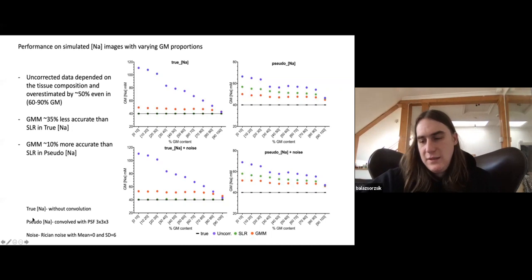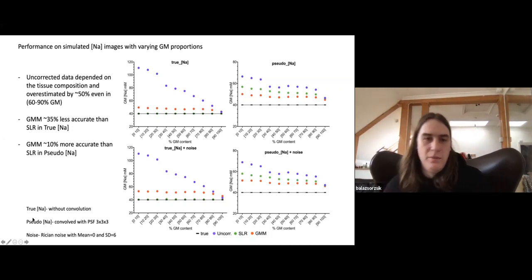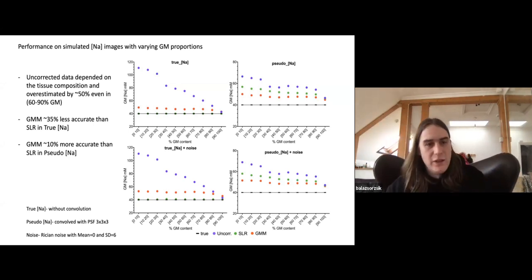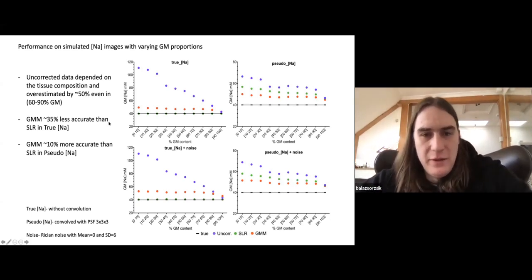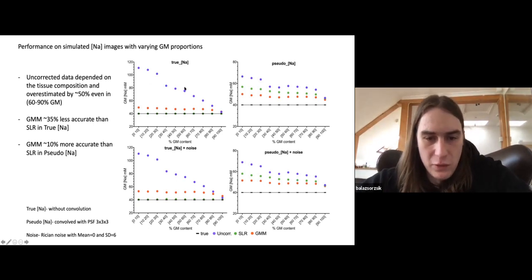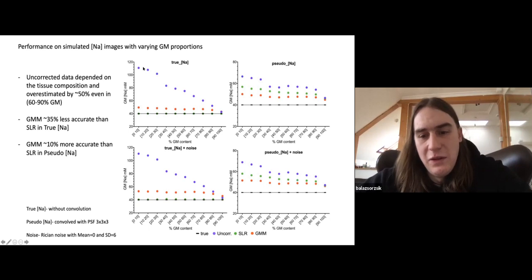Then we tested the performance on these simulated images. So the first thing that is apparent is that, so the true image is without convolution. This is true plus Rician noise. It is apparent that even without PSF, there is a lot of partial voluming.